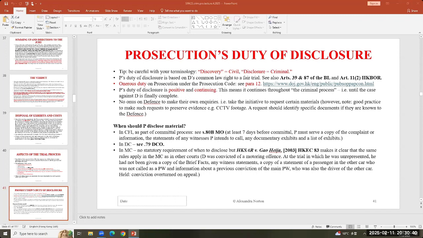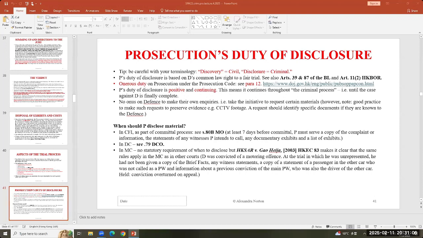Okay, let's resume. So we're going to talk about a very important aspect of trials, criminal procedure, evidence, which is the prosecution's duty of disclosure. Remember when we looked at this with evidence, we looked at it from the civil context of discovery, as well as from the criminal aspect of disclosure. So there's a difference in terminology.